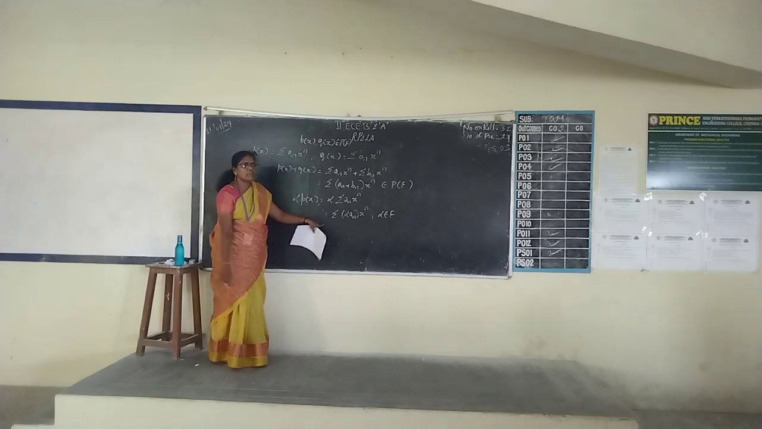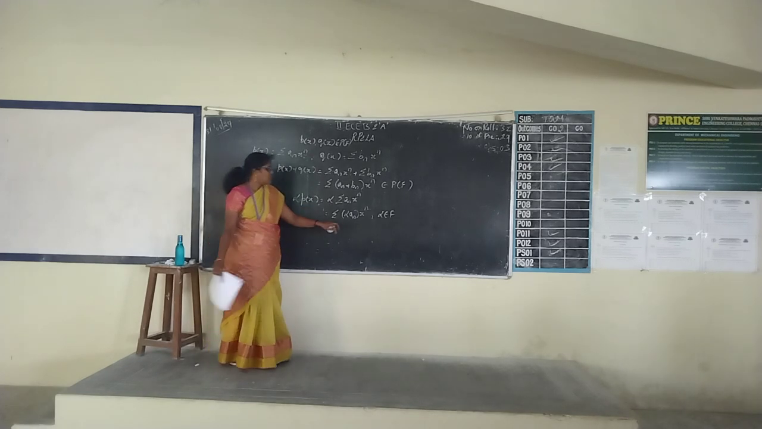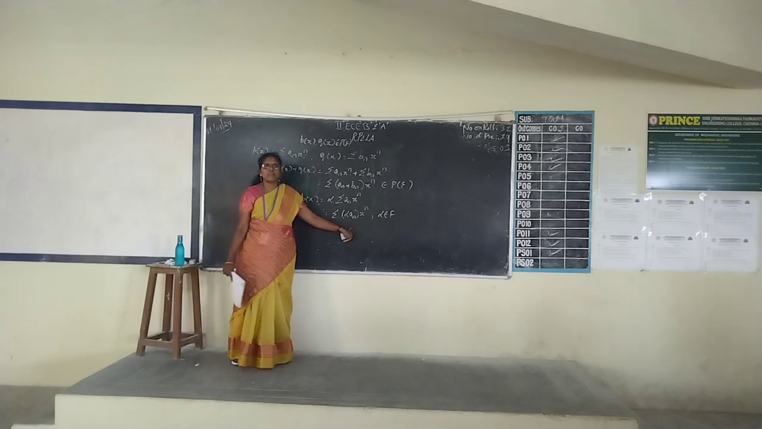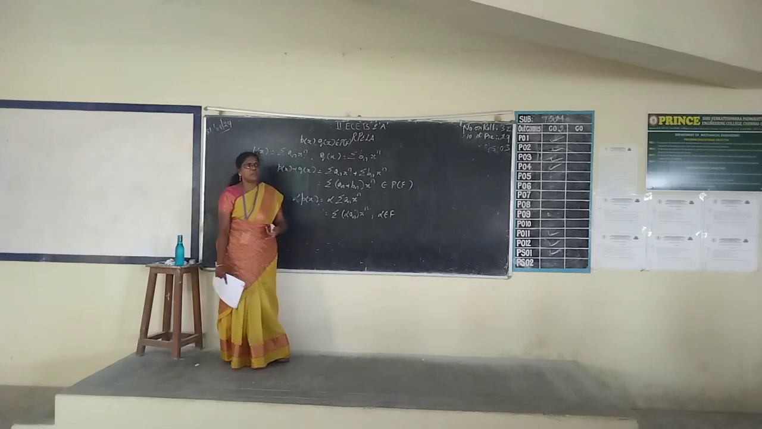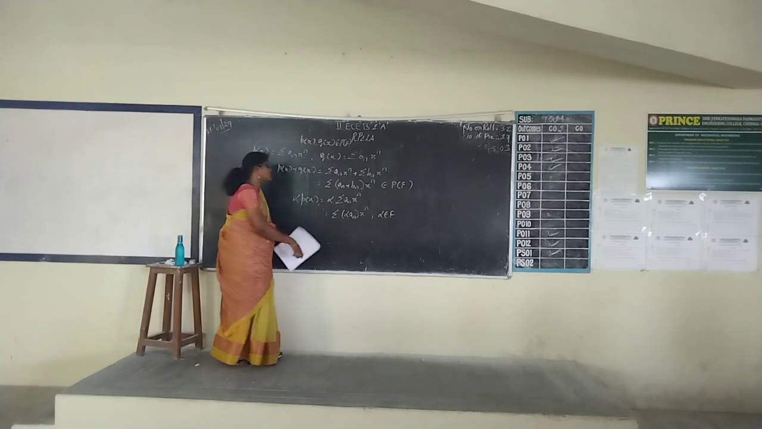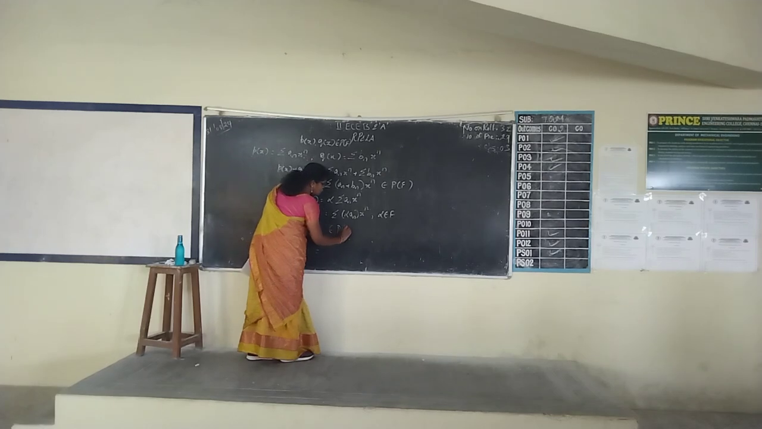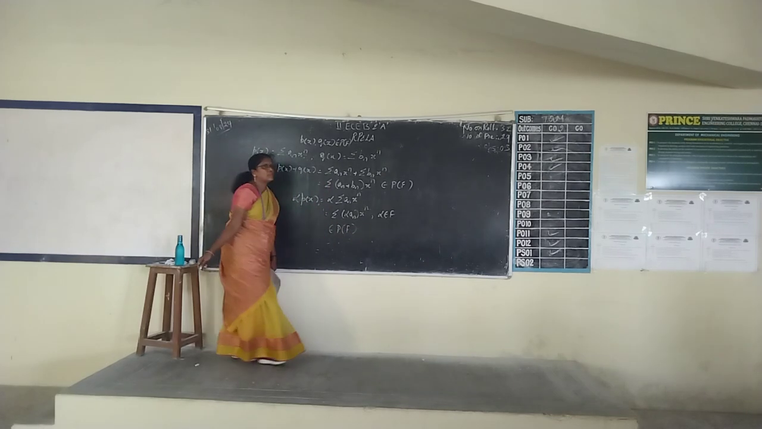Now go for scalar multiplication. Whether this will belong to P of F? Yes or no? Yes. Instead of the constant an, what are we having? Alpha an. That is also going to be a constant quantity. So this also satisfies the condition. This also will belong to P of F.